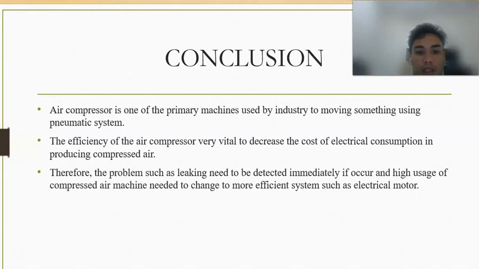Therefore, problems such as leaking need to be detected immediately if they occur, and high usage of compressed air machines need to change to more efficient systems such as electric motor. There we can see the air compressor is not a suitable machine to produce power for the high energy consumption of machines. So therefore, we go to the more efficient type, which is electrical motor.